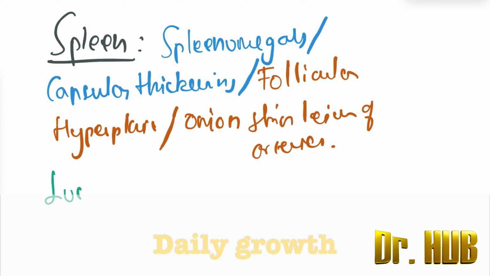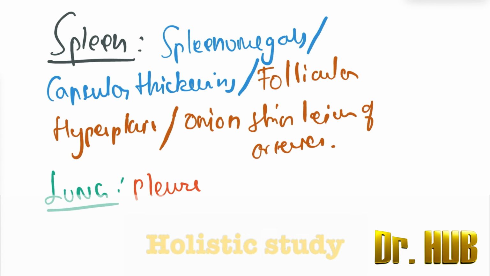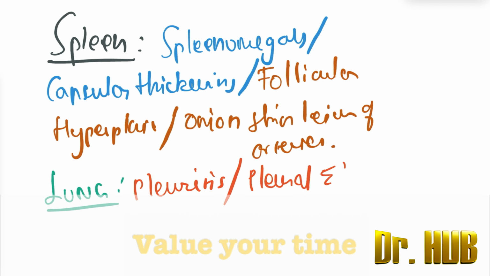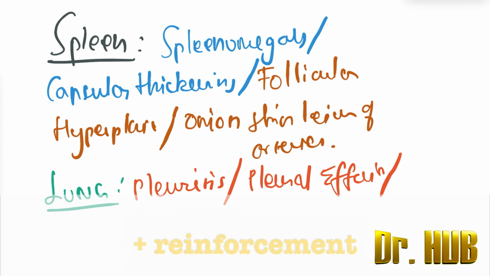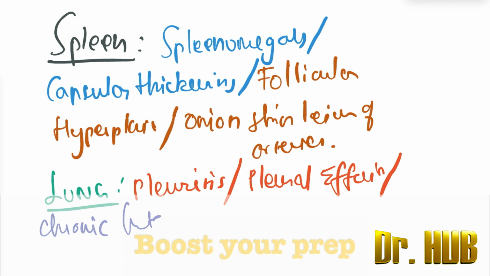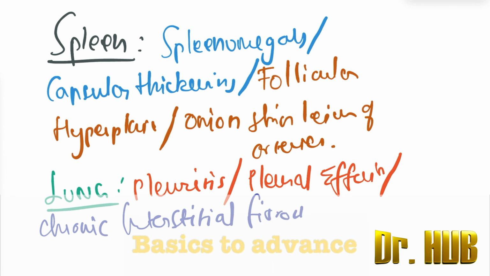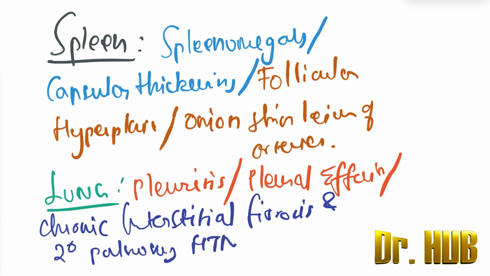Next, when we look at the lungs, there is the presence of pleuritis. There is also the pleural effusion. Next comes the chronic interstitial fibrosis as well, as well as the secondary pulmonary hypertension.